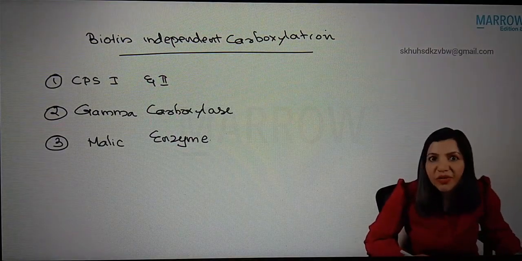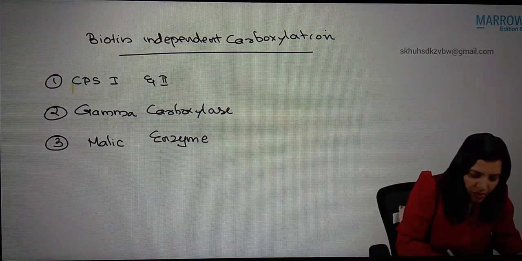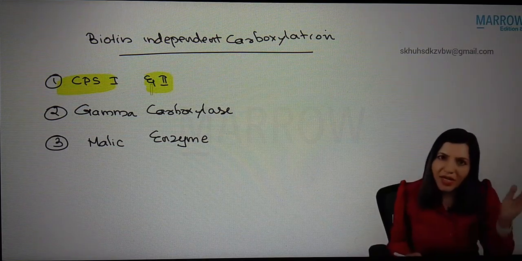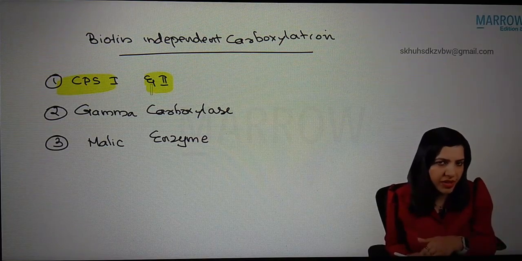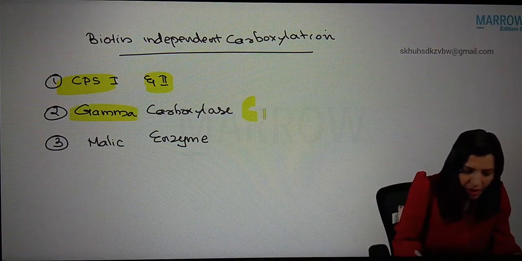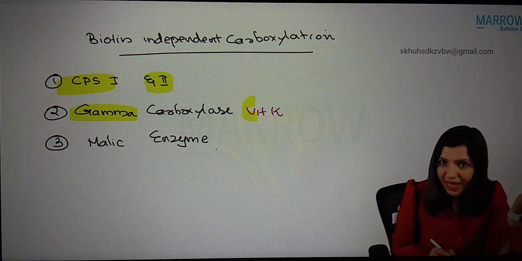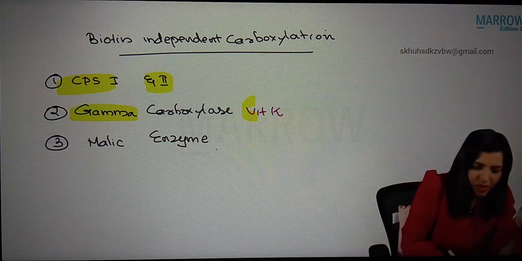So is there any biotin independent carboxylation? Yes. The biotin independent carboxylations are carbamyl phosphate synthetase 1 and 2. Carbamyl phosphate synthetase 1 is for the urea cycle, 2 is for pyrimidine synthesis. Then gamma carboxylation. For gamma carboxylation, we require vitamin K. The third is malic enzyme. The malic enzyme is also a biotin independent carboxylation.